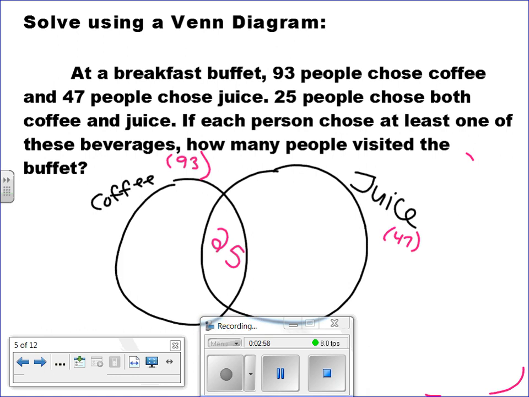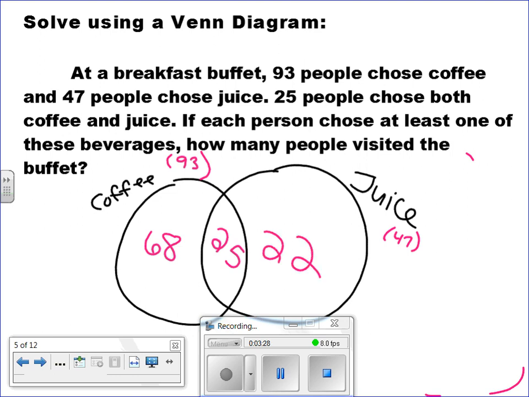All right, so mathematically, how will we find the people that just get coffee and don't also get juice? Subtract 93 minus 25. So type that in super quick or do it in your head. Did you get 68? Awesome. And then we can do the same thing over here. If 47 people got juice total and 25 got coffee and juice, 47 minus 25, 22.